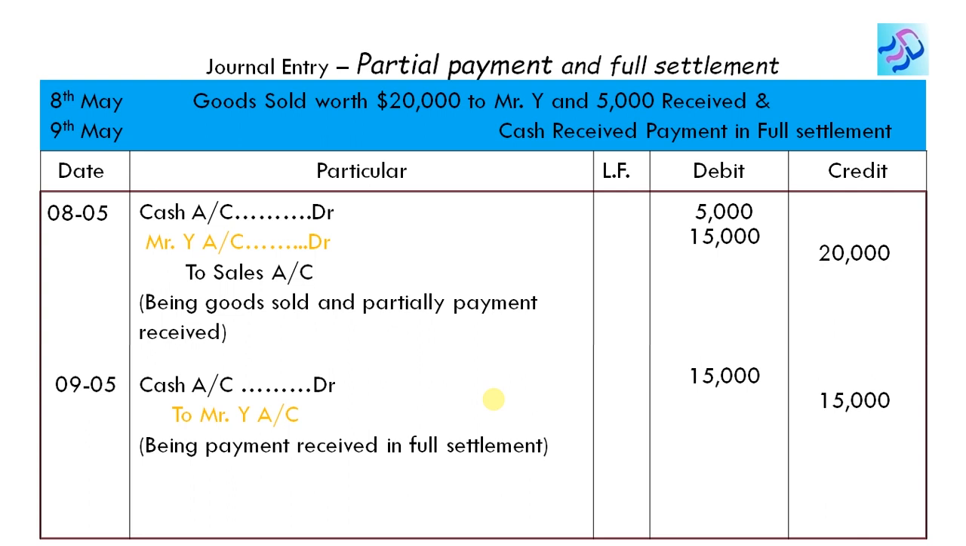And on the 9th of May, Mr. Y paid us the amount in full settlement. That is, in this case, we have received the remaining cash again. So cash account debit 15,000 to Mr. Y account.